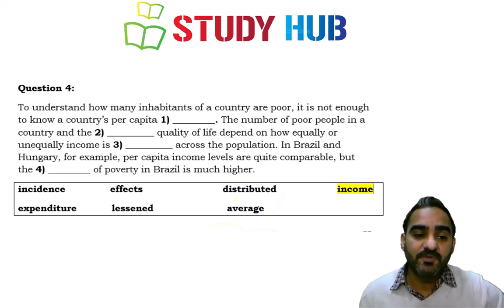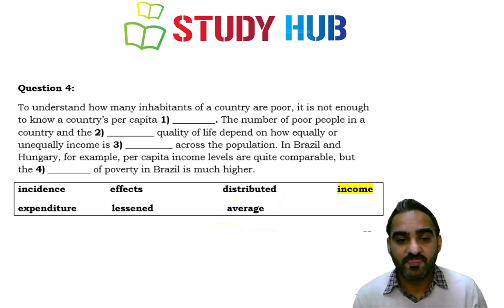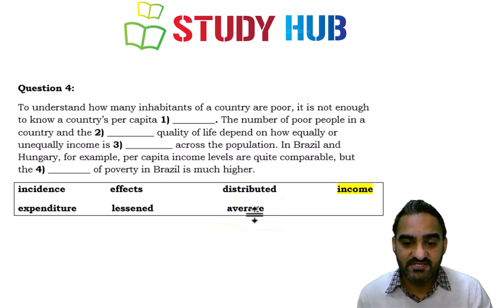The number of poor people in a country and the dash quality of life. Again, noun phrase logic is being applied. The article, adjective, noun, quality of life. So we need an adjective there. So if we go down there, we can look at adjectives. There is only one adjective, average. And does it make sense? The average quality of life? Yes, it does. So the answer will be average quality of life.